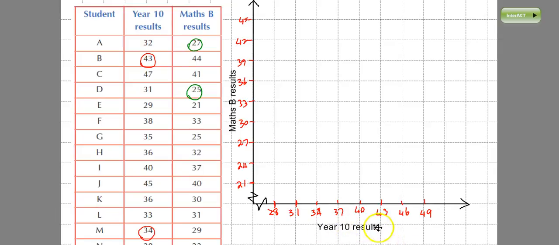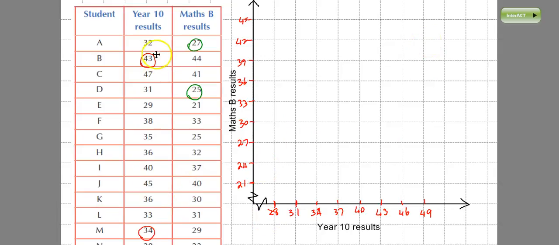The independent results, the results that don't depend on anything, are the Year 10 results, and the Maths B Year 11 results are going to go on the vertical. They depend on the Year 10 results. So this vertical axis depends on the variable on the horizontal axis. So now we need to choose an appropriate scale. Scatterplots rarely start at 0, 0. You want to only really have the numbers that are in your data represented. You don't want any great big sections of your graph to be blank.